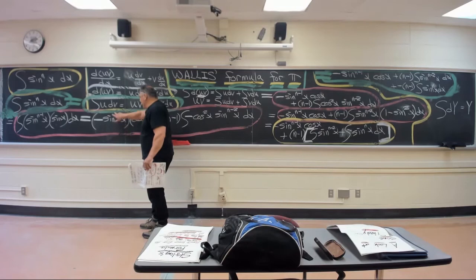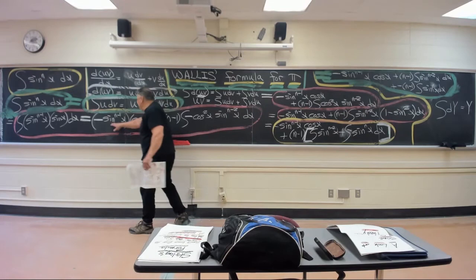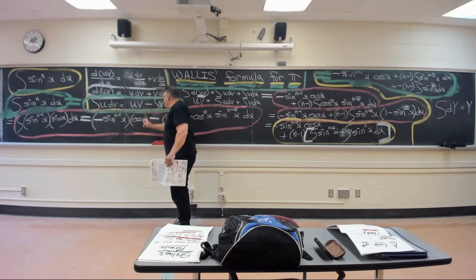Pi over 2: the sine is 1, to any power, still 1. Cosine of pi over 2, however, is 0. Another 0. 0 minus 0, 0. That's all going to drop out of here. And then we got this business.